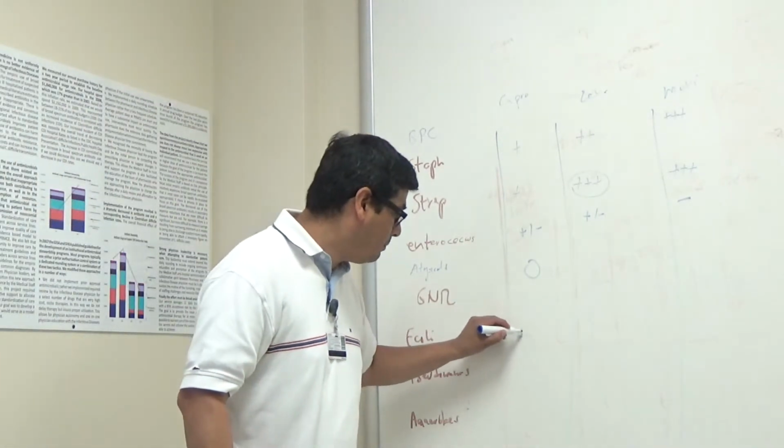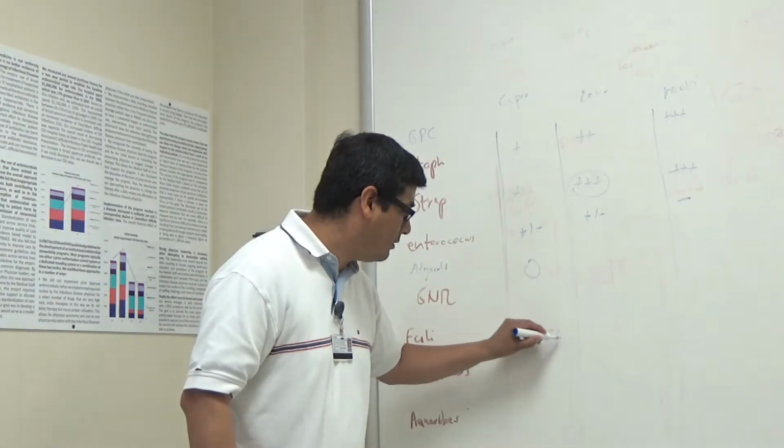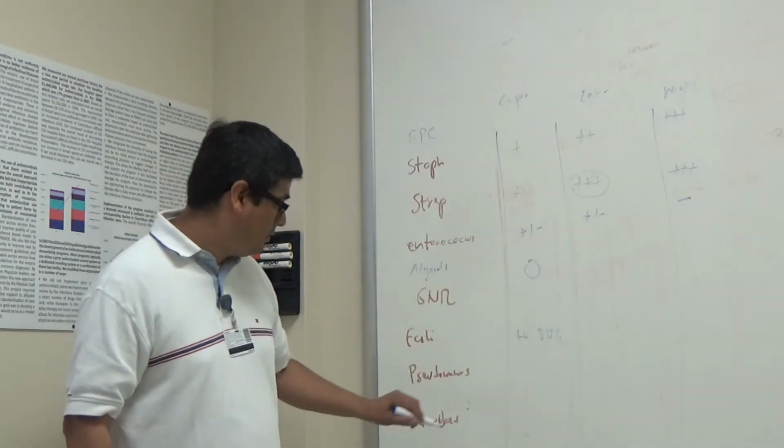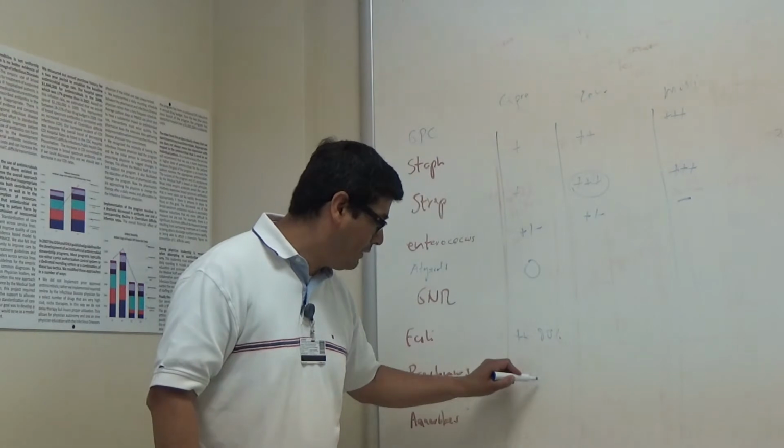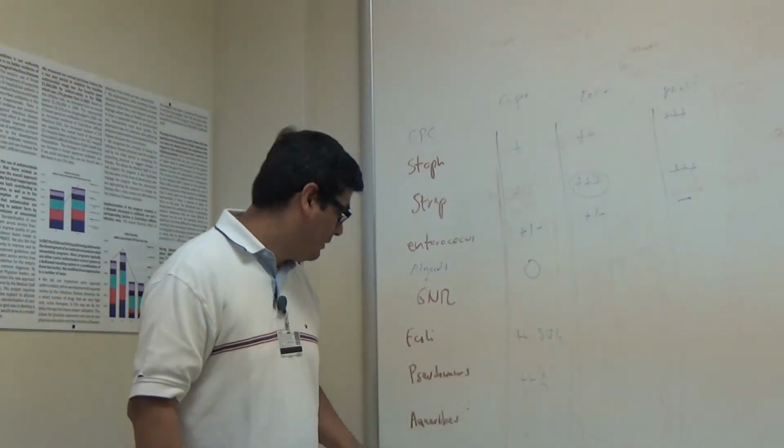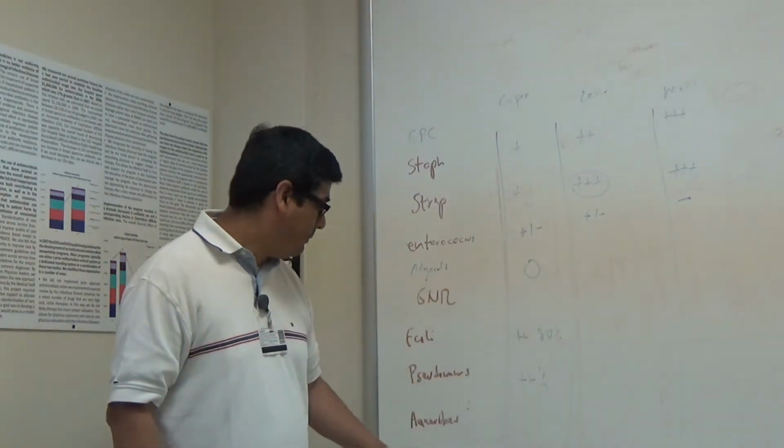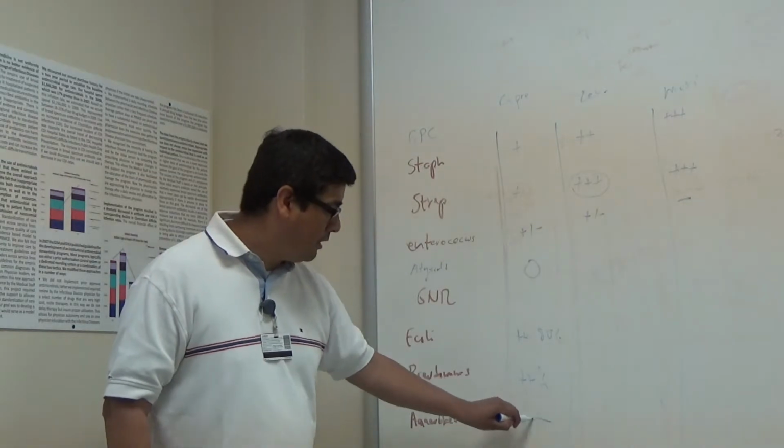Yes. Yeah, we'll give it 2 pluses. This is about 80% here. Something like that. Pseudomonas? Yes. We'd give it a 2.5, following that same logic, 80%. Yeah, about that. Anaerobes? No.